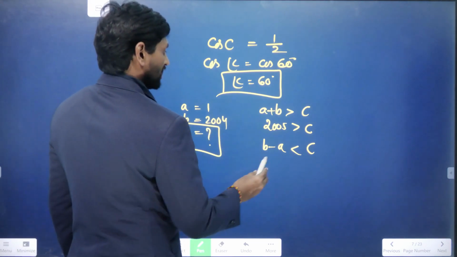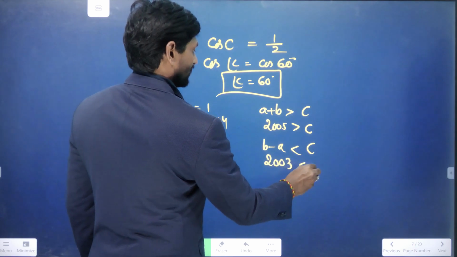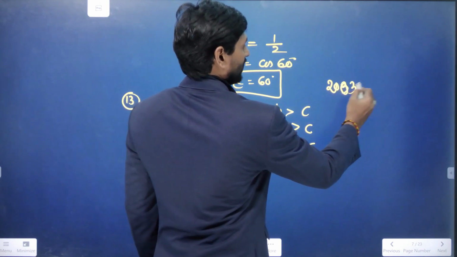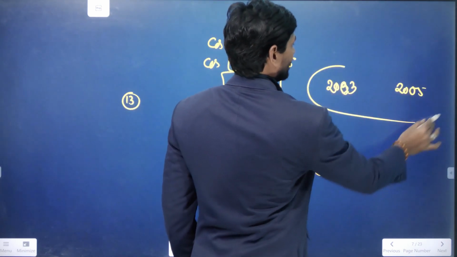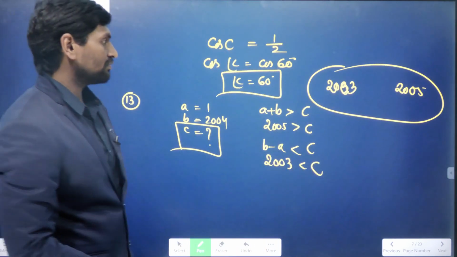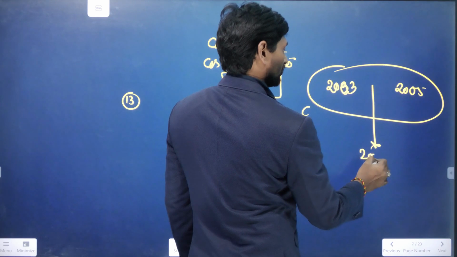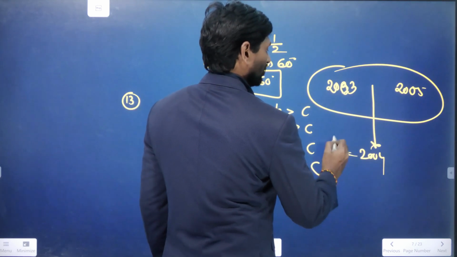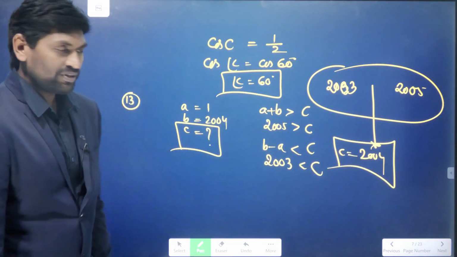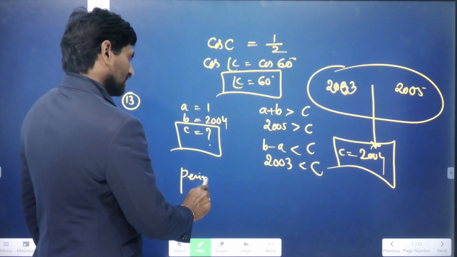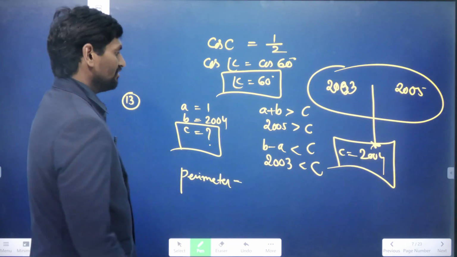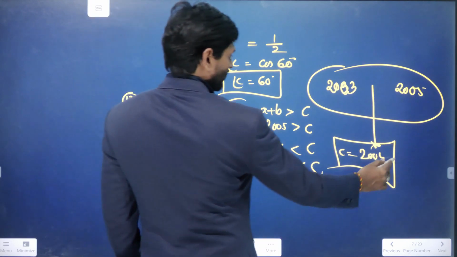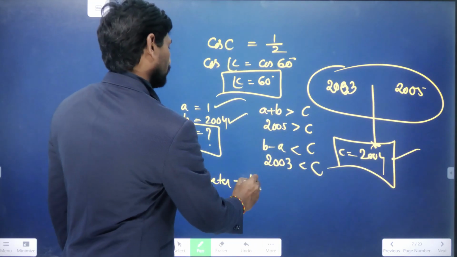So that means 2004 minus 1 is 2003 less than C. That means the C value must be more than 2003 and less than 2005, and it is an integer. Between 2003 and 2005, the integer is only 2004. Therefore, the third side C is equals to 2004. Then what we have to find? Perimeter we should find. Perimeter means sum of all sides. First side is 1. Second side is 2004. Add 2005. 2005 plus 2004 is 4009.